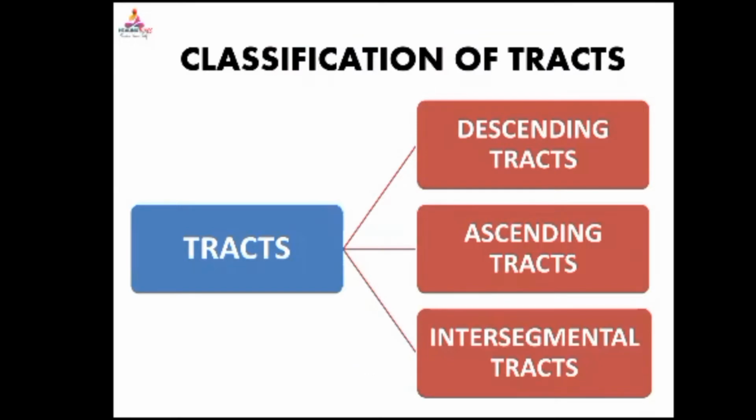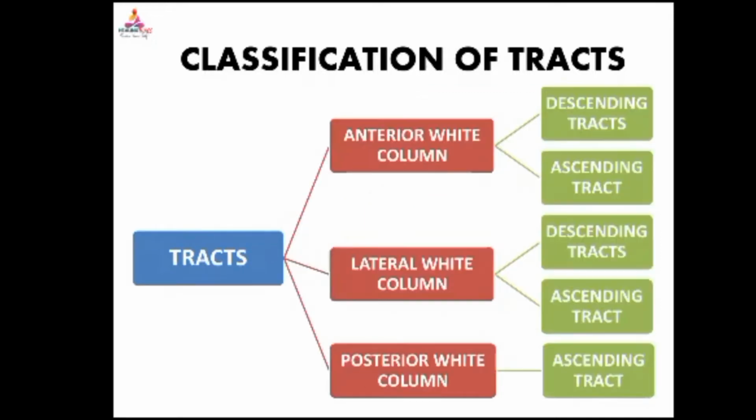Then tracts are classified into three types: descending tracts, ascending tracts, and intersegmental tracts. The distribution of different ascending and descending tracts is in three white columns: anterior white column, lateral white column, and posterior white column.